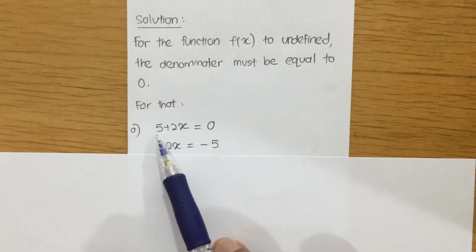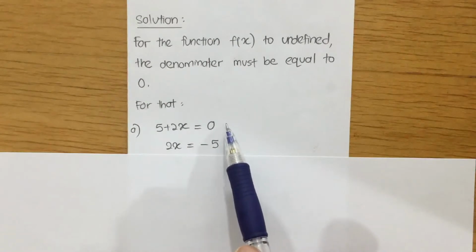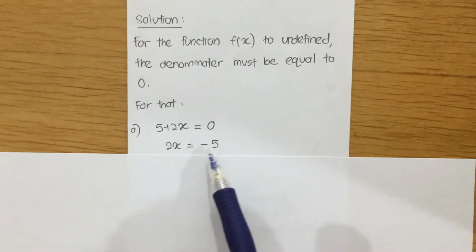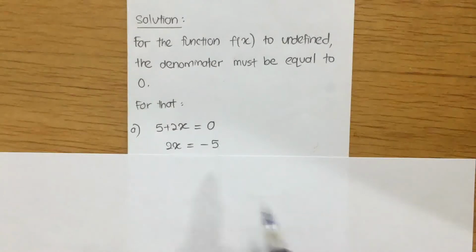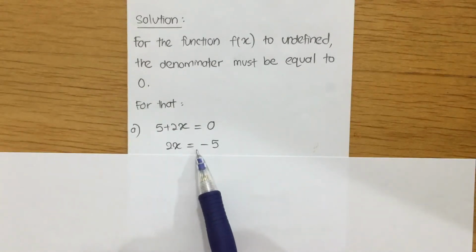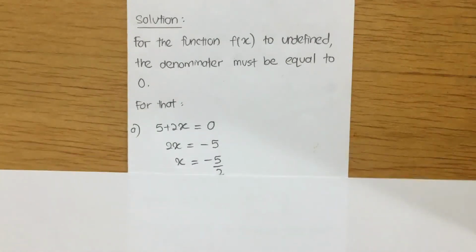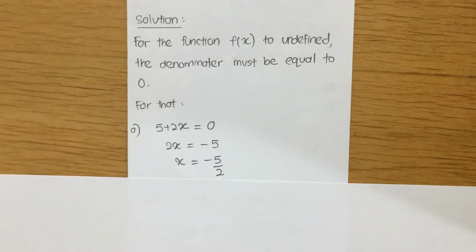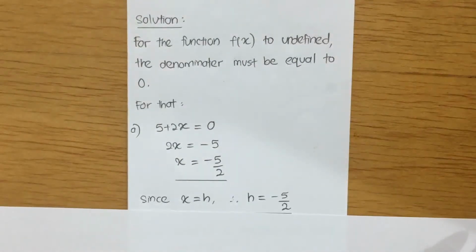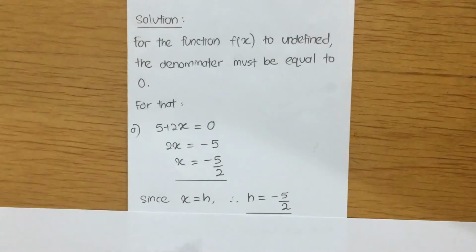This 5 from the left hand side, you move it over to the right hand side, it will become 2x equals negative 5. So to get your x, you divide negative 5 by 2. So you get x equals negative 5 over 2. We can equate this value to h. Since x equals h, therefore your h value is equal to negative 5 over 2. So this will be your solution for question part A.